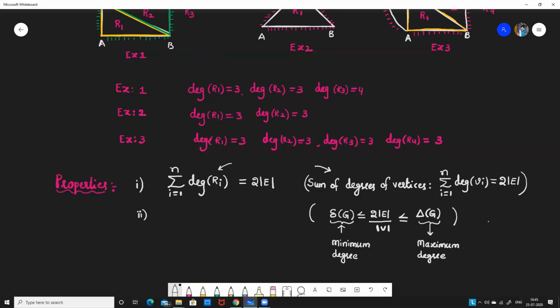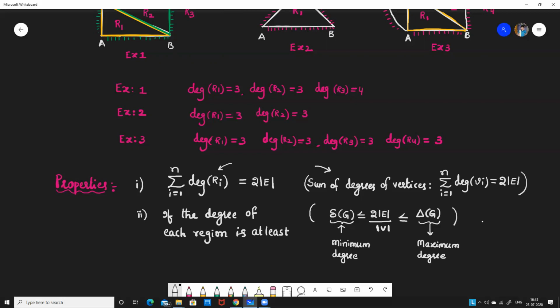Now we can apply the same concept here in the sum of degrees of regions theorem also. So what is that concept here? The concept is, the second property: suppose the degree of each region is at least k. At least k means that is called minimum degree, right?